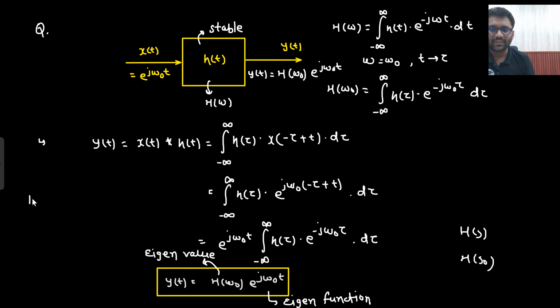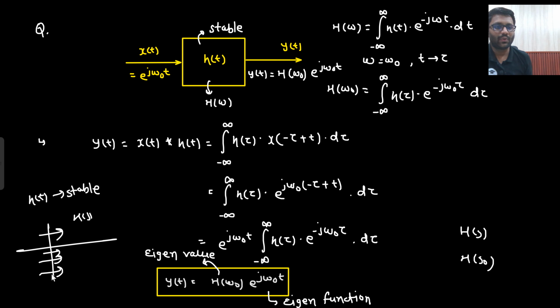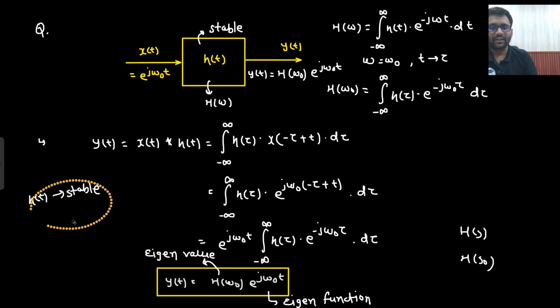If I am saying that h(t) is stable, what does that mean? That the region of convergence of H of s will include the j omega axis. And if it is including the j omega axis, that means j omega naught or j 2 omega naught or anything will surely lie in the region of convergence. If they are lying in the region of convergence, then surely it is an eigenfunction. So this is the conclusion: e to the power j omega naught t will surely be an eigenfunction of a stable LTI system.